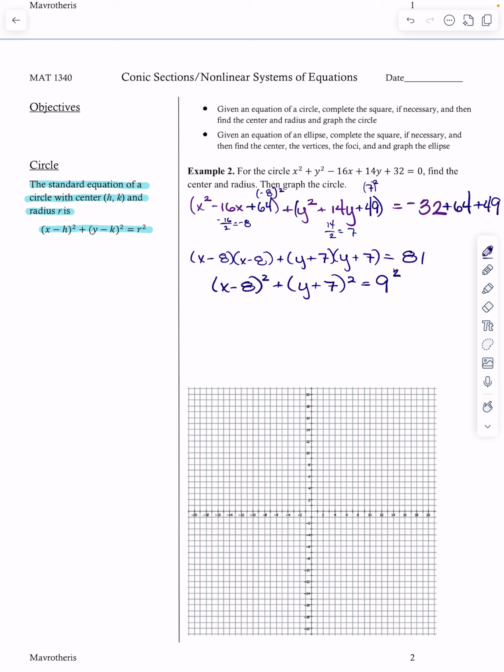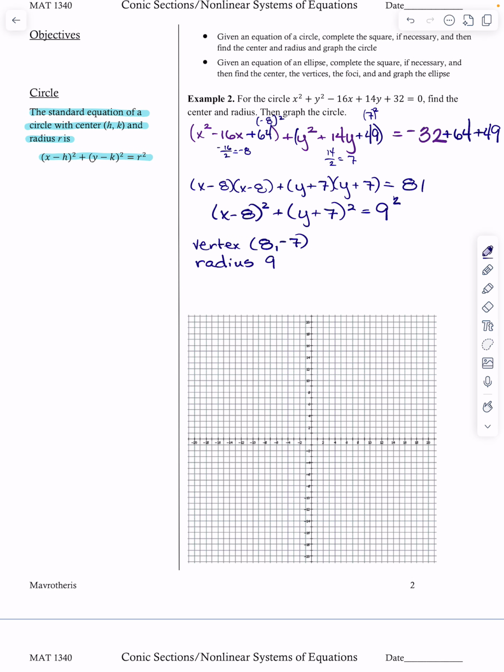Okay. Now keep in mind this has to be in terms of x minus and y minus. So I have a center of (8, negative 7). I have got a radius of 9. So let's talk about how we graph this. My center, positive 8, negative 7. Right here. Nope, that's negative 9. Right here.